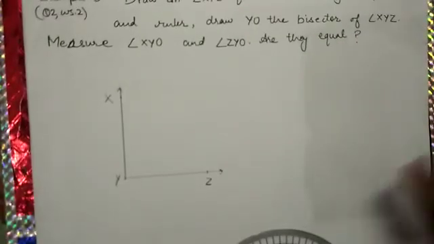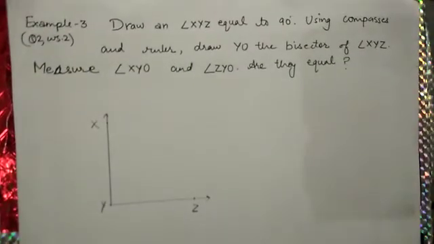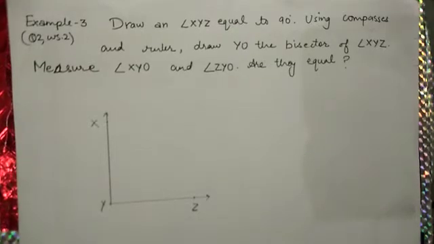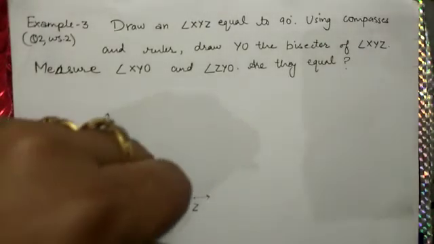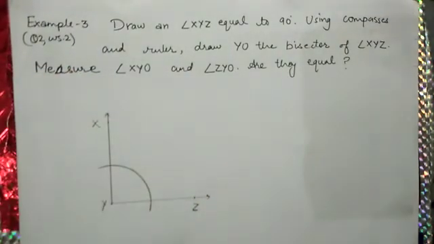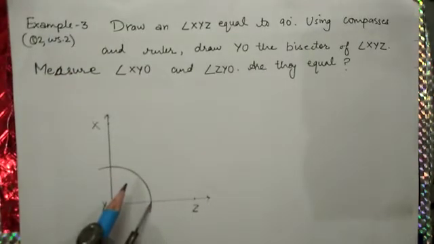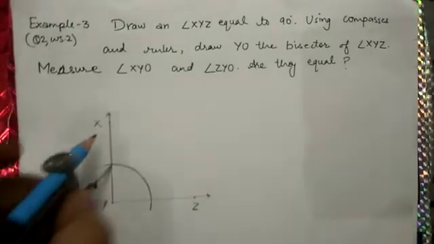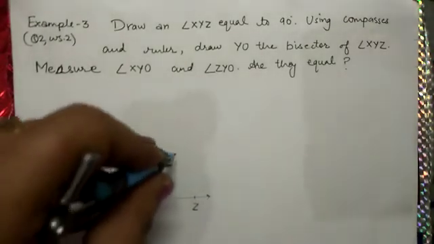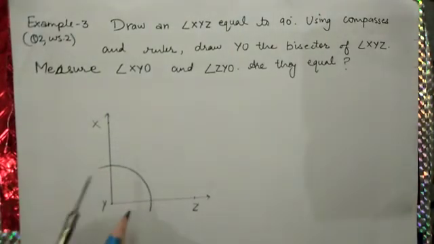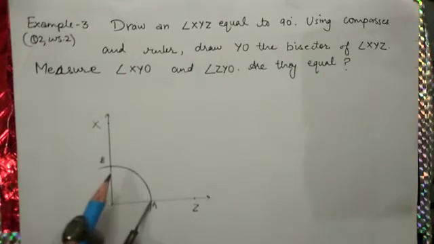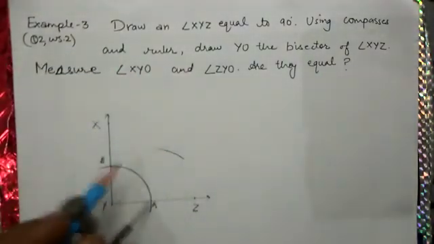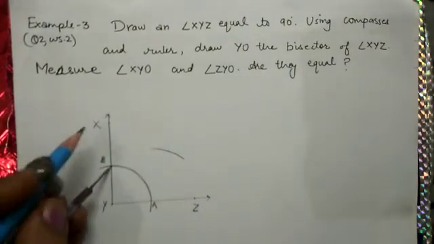Now a very important concept we are learning here, how to construct the bisector of any angle. Keep your compass at this point, of which you are going to make the bisector, and draw an arc like this. We have got two intersecting points. Now keep your compass at points, let us say A and B, one by one. Now draw two arcs like this.